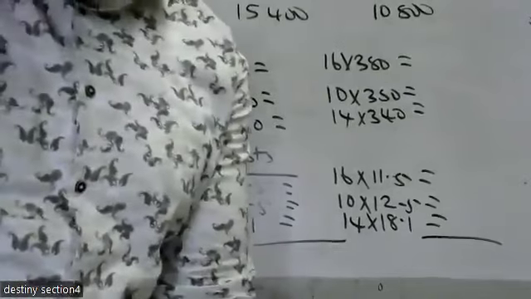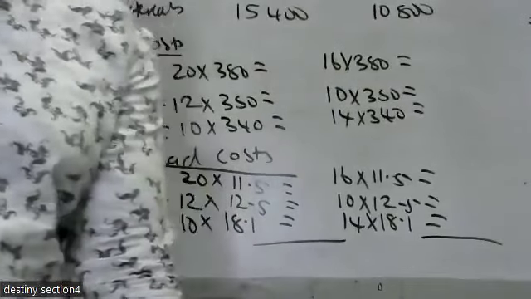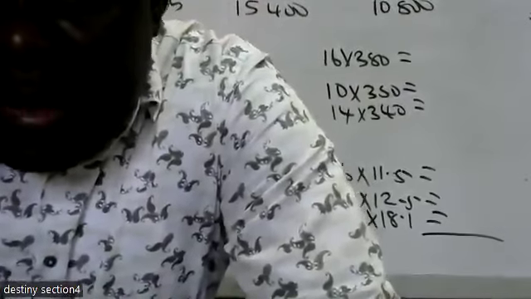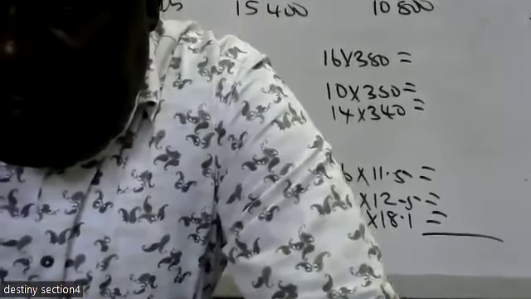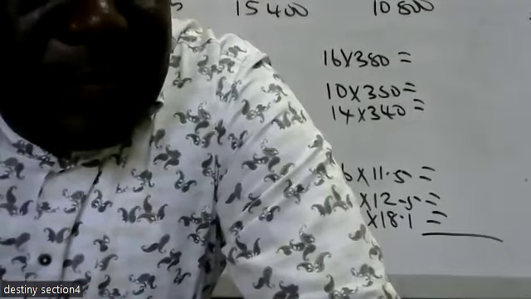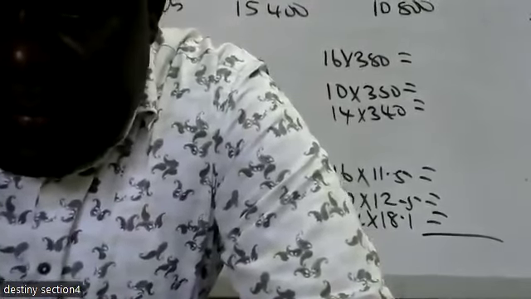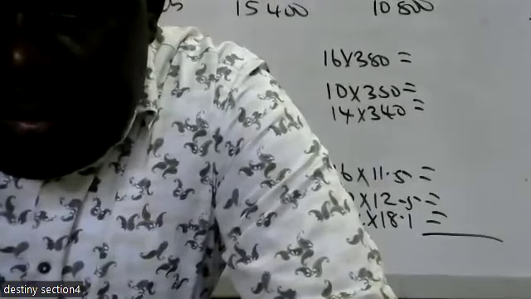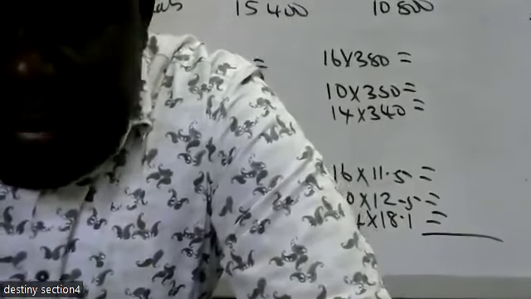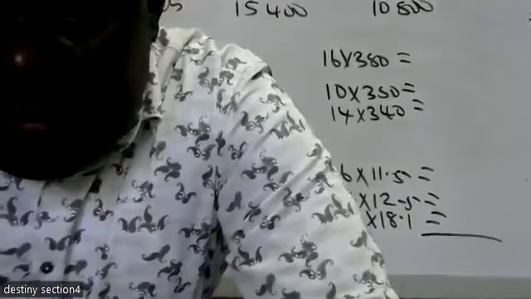Are you able to see where we got the 11.5? When you added your total, how much was the total overheads for A after apportioning? 36,829.21. Yeah, so when you divide by the labor hours, you got which figure?